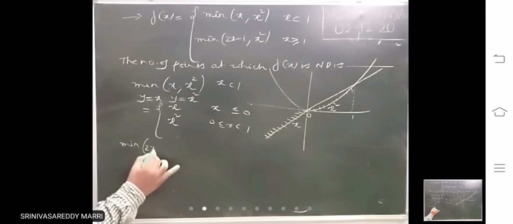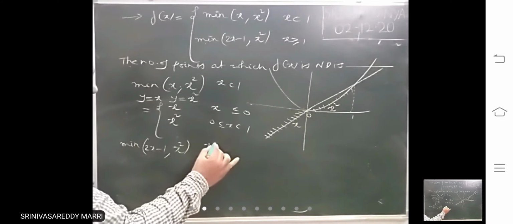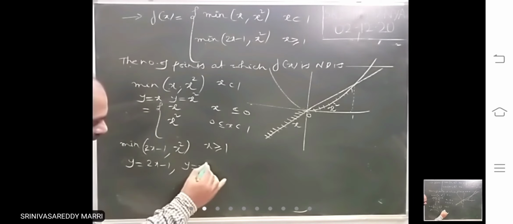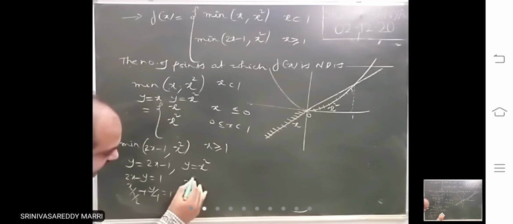Minimum of 2x minus 1 comma x square, when x is greater than or equal to 1. So I am taking y equal to 2x minus 1 and y equal to x square. This is one line, this is a parabola. The line you can draw easily. I am converting into intercept form: 2x minus y equal to 1, x by a. Like this I can draw these two. Now these two intersect, so I am calculating the intersection points.